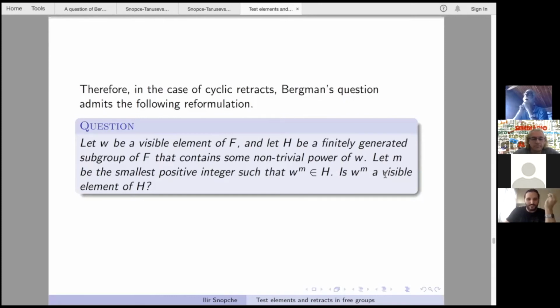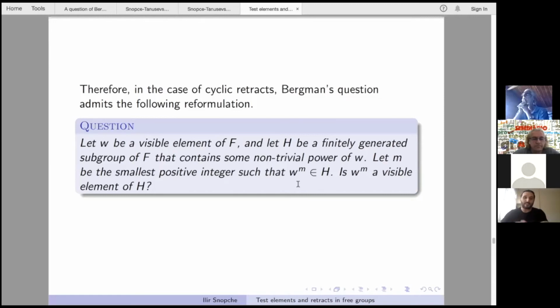So what is the main idea? We want to find an element W, a visible element of F, and a subgroup H, such that the first power of W which enters inside H is not a visible element of H. And how can I do this? So the first thing is that in order to answer Bergman's question, it is enough to consider finite index subgroups, because one can show using Marshall Hall's theorem and the Kurosh subgroup theorem that if there is a counterexample of infinite index, there will be a counterexample of finite index as well. So this is the first observation.